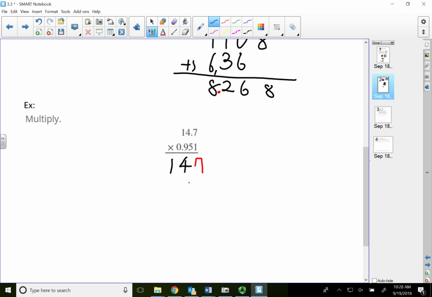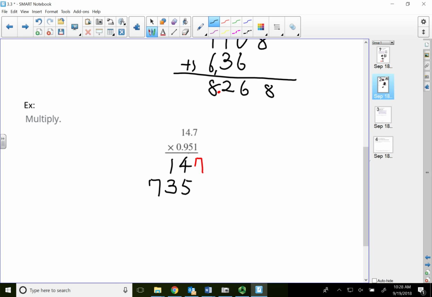5 times 7 is 35. Put it right below the 4. Carry 3. 5 times 4 is 20. Plus 3 is 23. Carry 2 now. 5 times 1 is 5 plus 2 is 7.